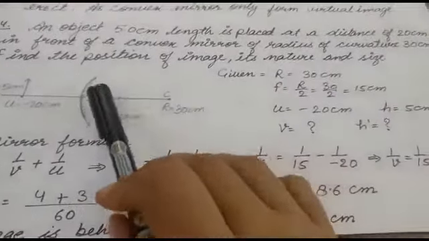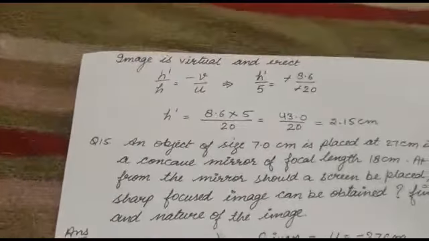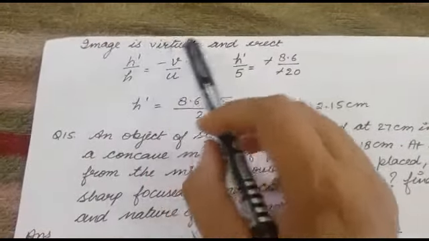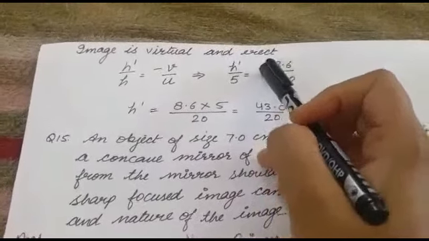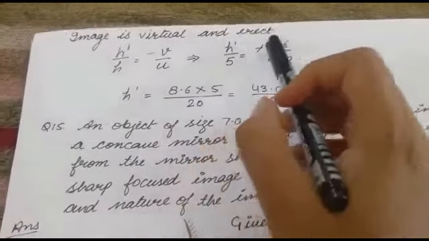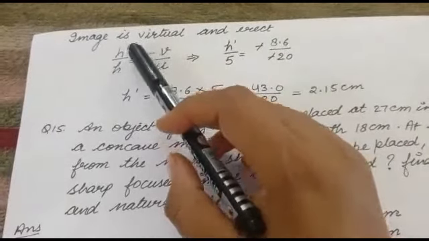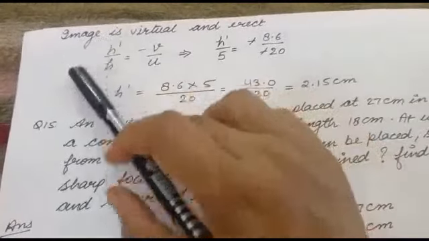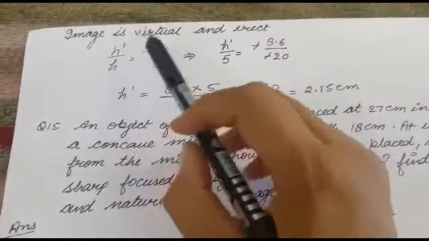So at this side the image will be formed. Now we have to find out the size of the image. The first thing we get is that the image is virtual and erect, because we know that a convex mirror always forms a virtual and erect image. And here is the magnification formula, that is h dash upon h equals minus v upon u. From this formula we can get the value of h dash, which is the height of the image.